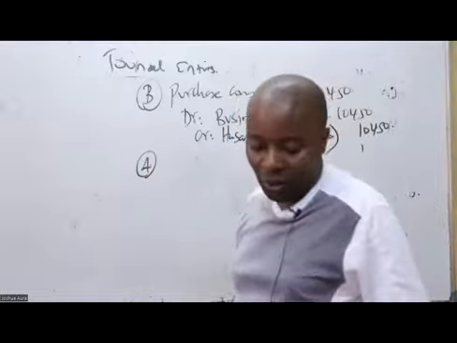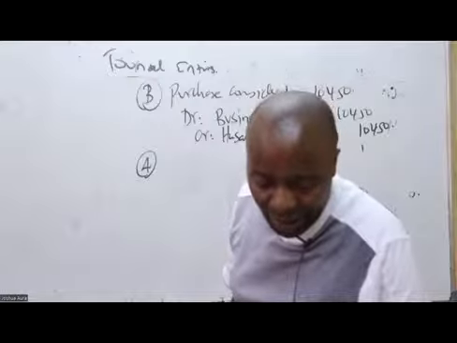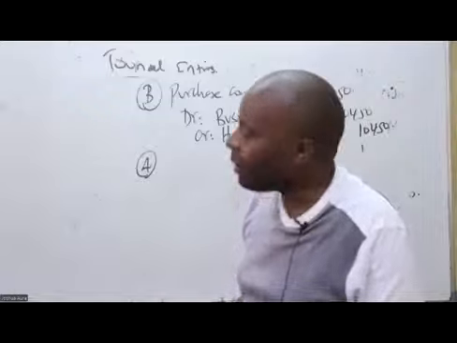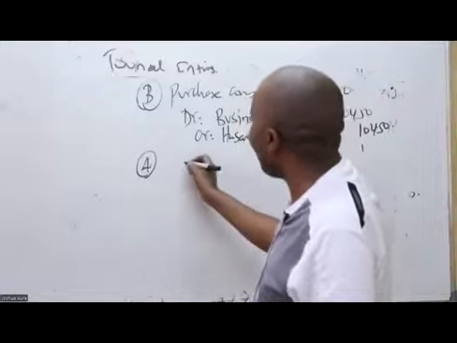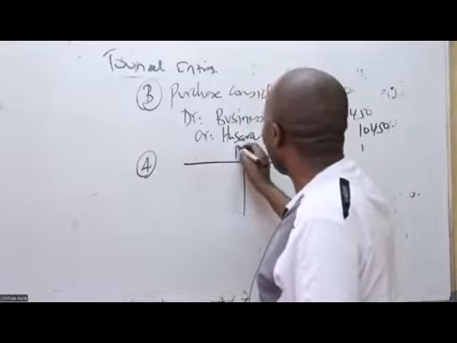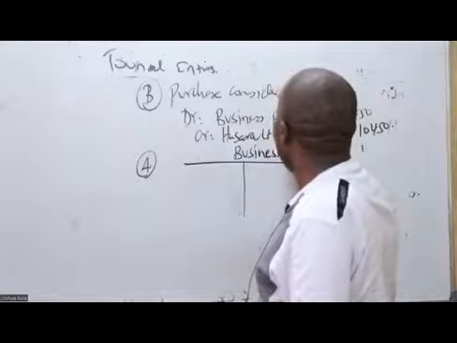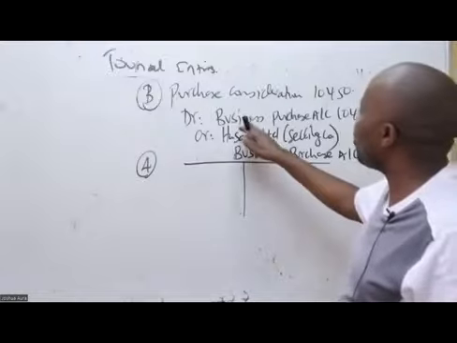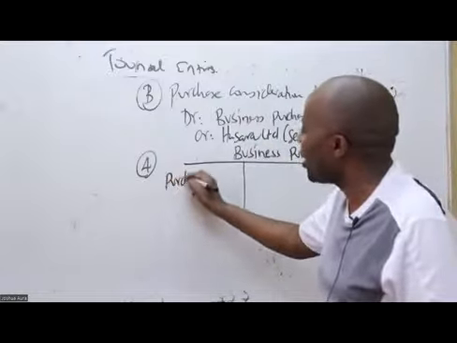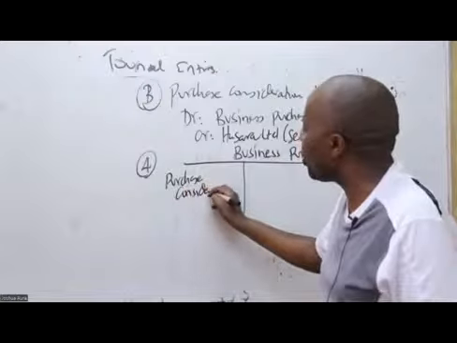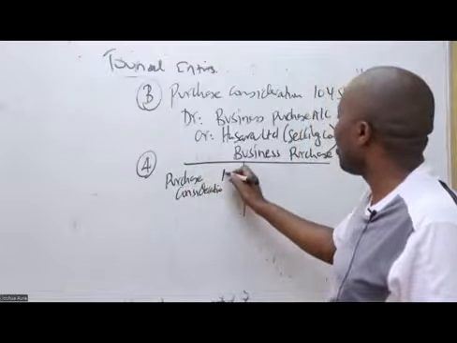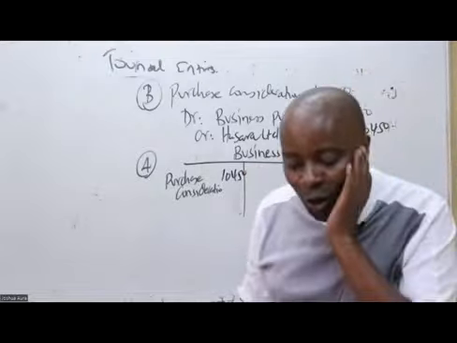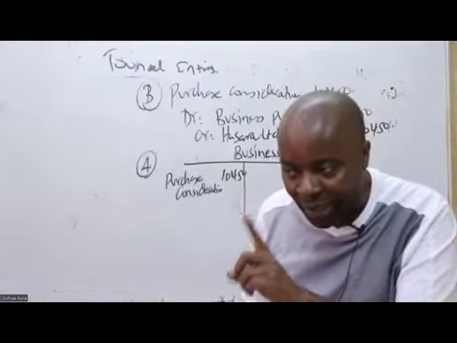The second last journal, or rather the last one, is for goodwill. But remember, before you do the goodwill, you will need to open a business purchase account. This business purchase account, you've told us to debit it with purchase consideration of 10,450.